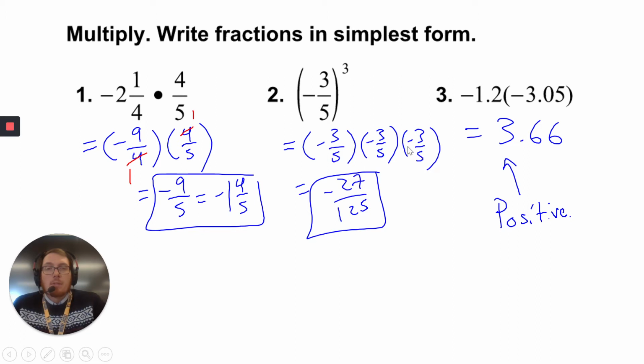So 3 times 3 times 3 is 27. 5 times 5 times 5 is 125. And there's 3 negatives, so it's going to end up being a negative answer. You also could do a question like that by multiplying the first two together and then multiply by the last one. So that's another option you have for that scenario.